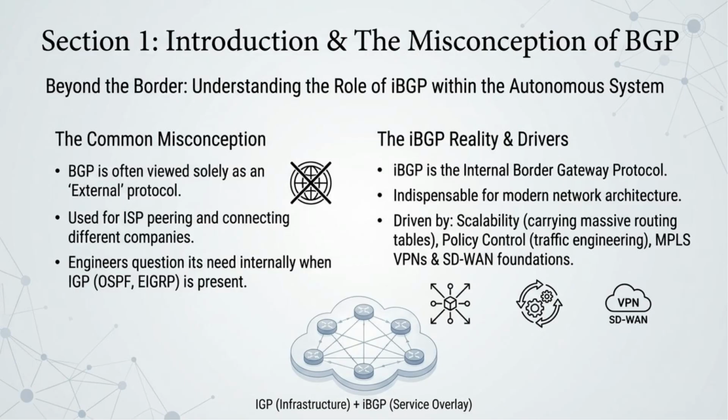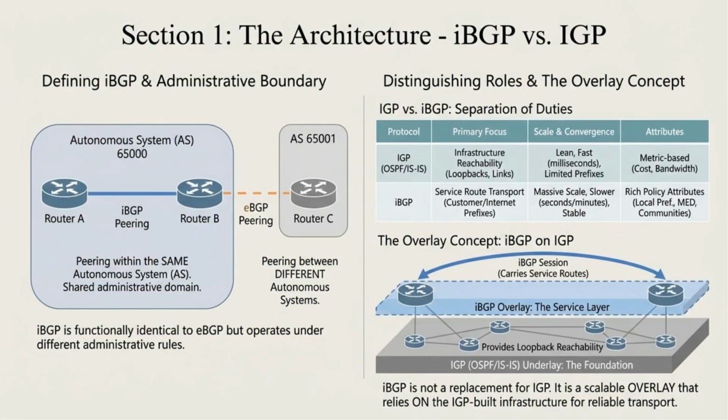Section 1, the architecture, iBGP versus IGP. Let's start by establishing the ground rules. What defines iBGP? Technically, BGP is BGP. The packet format is the same, the finite state machine is the same, the difference is purely administrative. When you form a BGP neighbor relationship with a router that shares the same autonomous system number as you, that is iBGP. If the AS numbers differ, it's eBGP. Simple enough, right? But the behavior changes drastically.